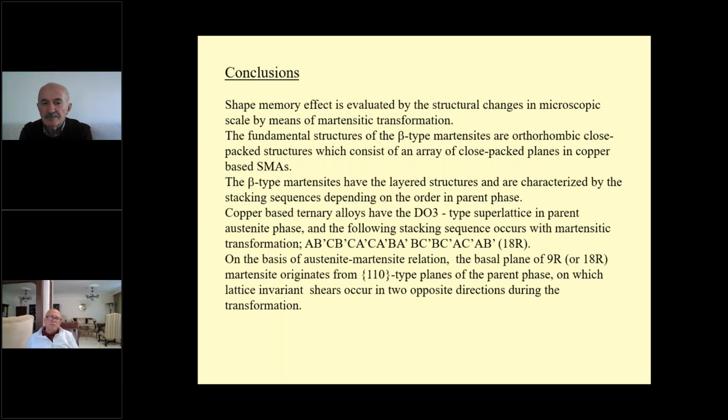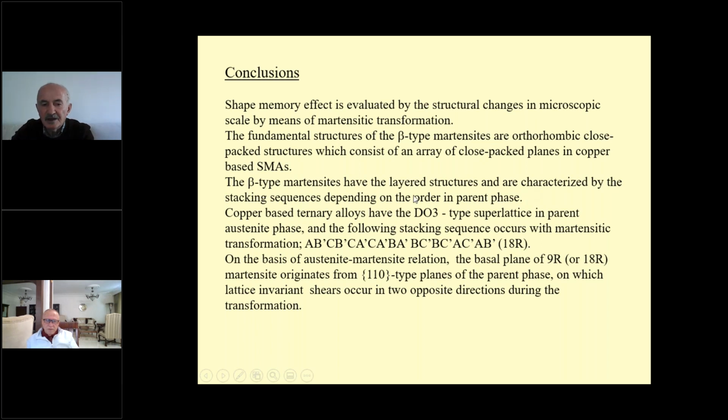Conclusion: The shape memory effect is evaluated by the structural change in microscale by means of martensitic transformation. The fundamental structures of the beta-type martensites are orthorhombic close-packed structures which consist of an array of close-packed planes in copper-based alloys. The beta-type martensites have layered structures and are characterized by stacking sequences depending on the order in the parent phase region.